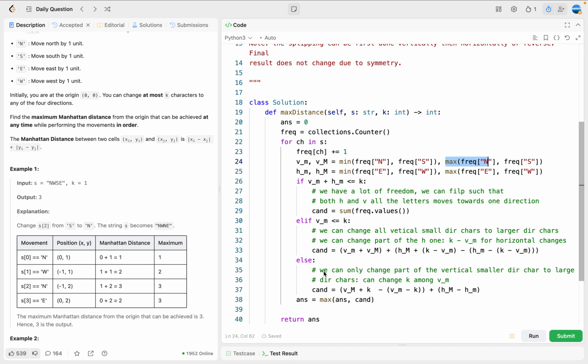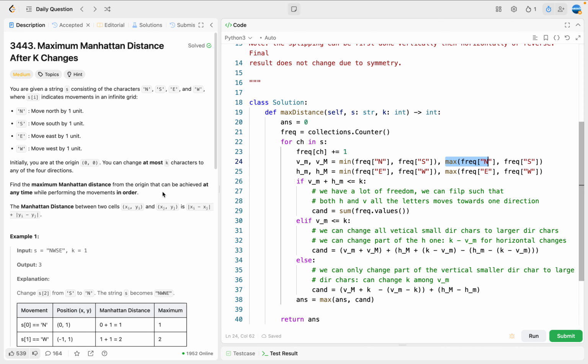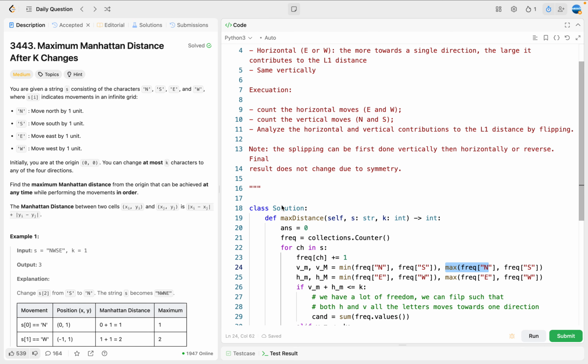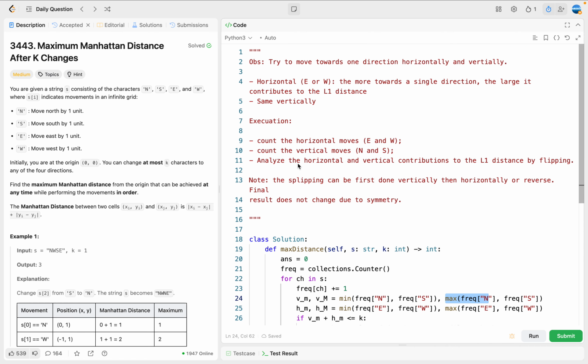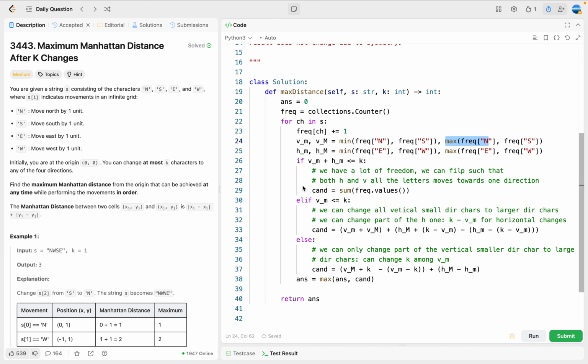So with that said, I guess that's it for the current problem. I guess it's very important to establish the intuition, in other words this observation, and then what remains is just the counting. But another thing to notice is that the requirement is to find the maximum Manhattan distance from the origin that can be achieved at any time. That's why in each step of this for loop, we do this answer max and also these parts. So with that said, I guess that's basically it for the problem. Thank you for watching.